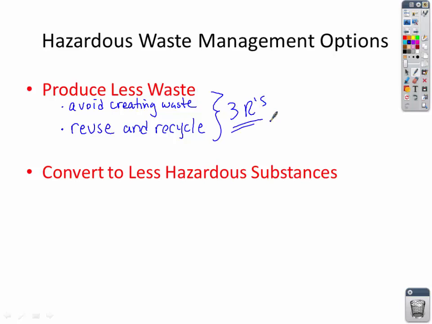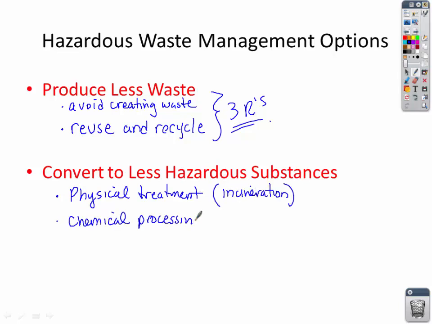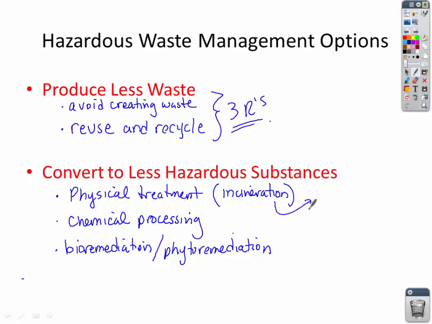All right, the next best thing would be to convert to less hazardous substances. So there's all kinds of different ways to treat waste. We can use physical treatments, which might include incineration. There's chemical processing. And then there's something called bioremediation or phytoremediation. This is converting to less hazardous substances. And you should know a little bit about incineration already. If you burn waste, you get toxic gases out, and that could be a bad thing. It could lead to other types of pollution.